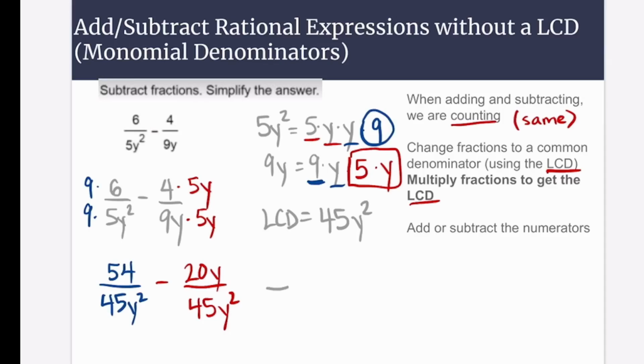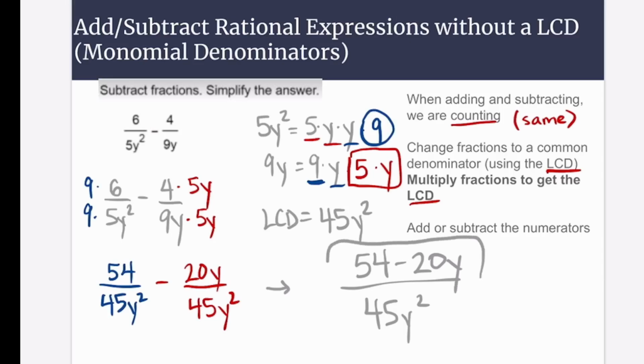Now we have common denominators, so we can write this as one large fraction. And our numerator is going to be 54 minus 20y. That would be our final answer. So with and without common denominators, if the denominator is a monomial, this is how you add and subtract those expressions.